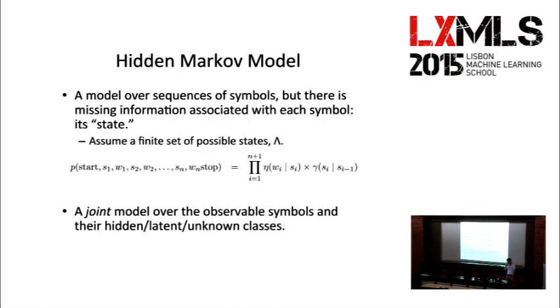OK, so that's the HMM. Those are some of the things it's used for. As we go forward, it'll help if you have the notation in your head. So I'm going to use eta for the emission distribution of a word given a state, and gamma for the transition distribution of a state given the previous state.